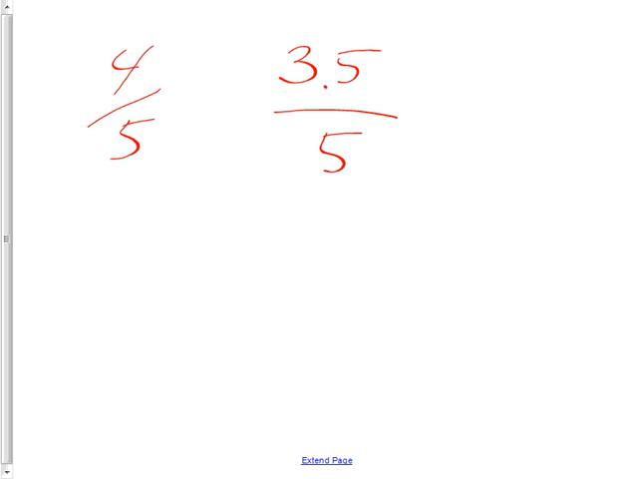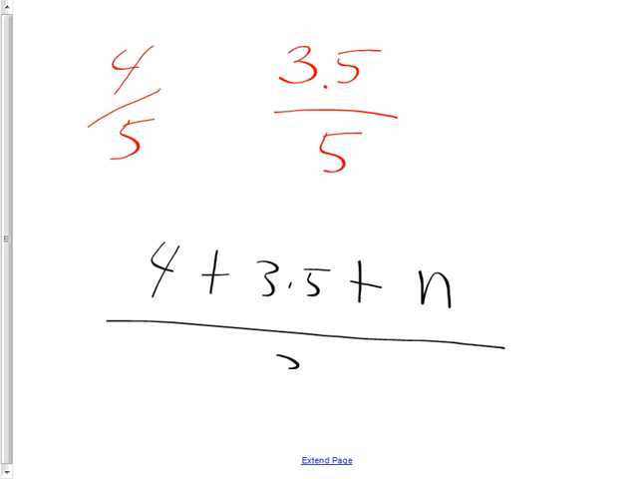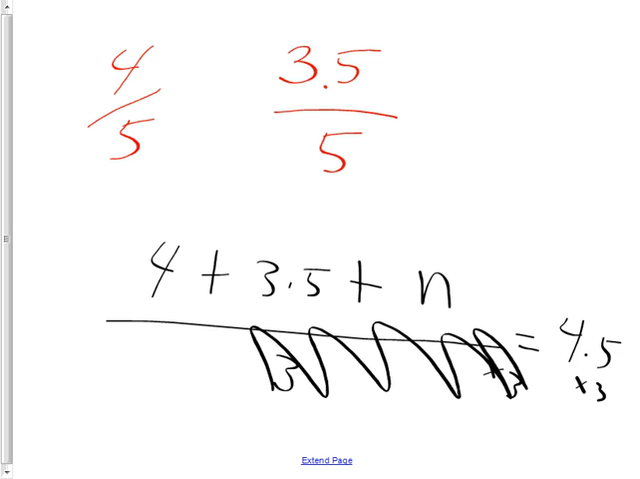Okay, hopefully you said 4 plus 3.5 plus, I don't know what on my last one. To average it means divide by 3, and then I need it to equal, what did I say it was supposed to equal? 4.5. That's how you set it up. And next thing you do is times both sides by what? 3. 4.5 times 3. And this times 3 is going to cancel the divide by 3.